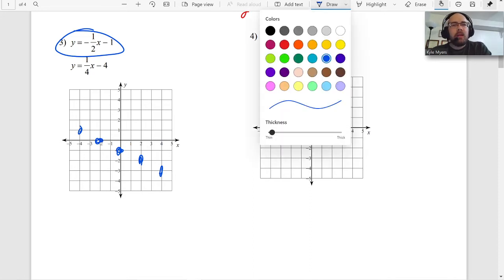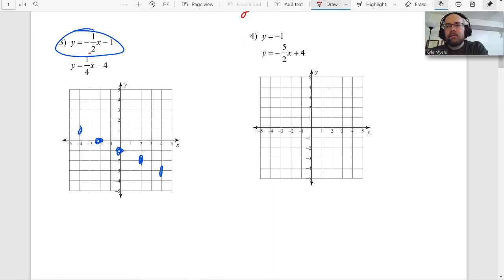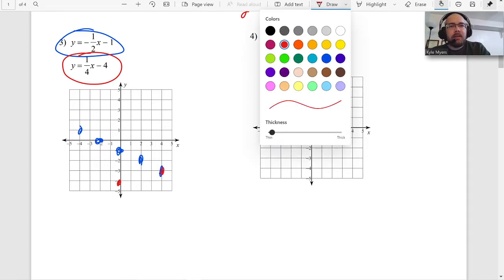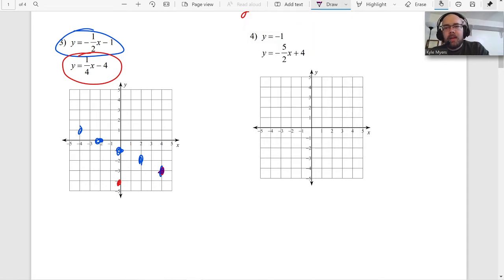All right. And then we want to switch to red. So we go down to 4. And then up 1 over 4. Oh, hey, there it is. Found it. There's the answer. Boom, boom. And that point is 4, comma, negative 3.